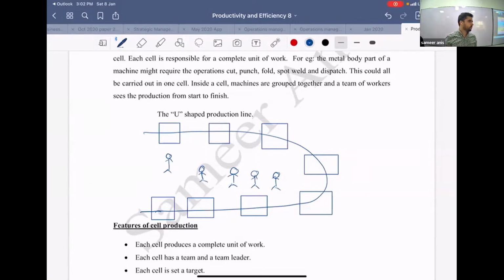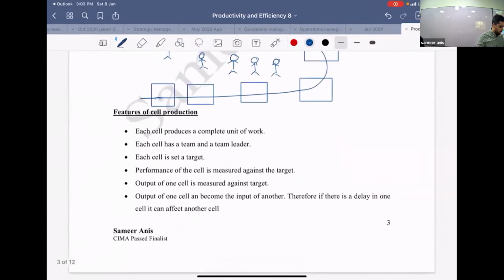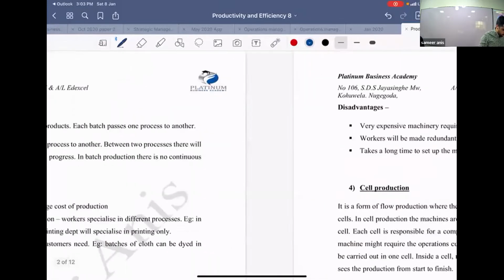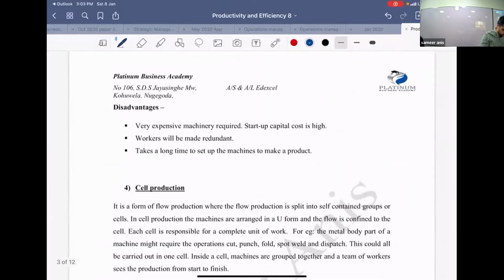Okay, done. Now guys, listen to me, all of you. What is this? This is basically something called cell production. I think I need to explain traditional production systems to you all so that you understand cell production better. Let me add a page here.